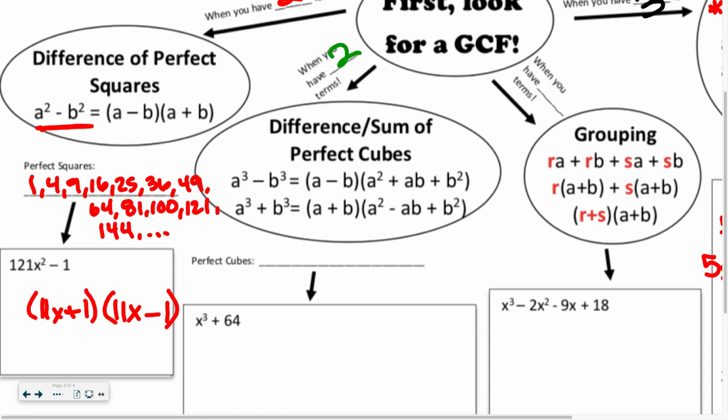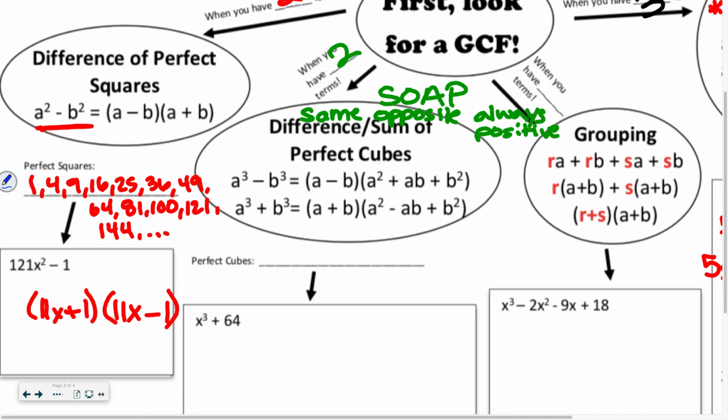To determine my signs, I use a rule I call SOAP. SOAP stands for same, opposite, always positive. And that gives me my 3 signs for the sum or the difference of cubes. So let me show you what that looks like in this rule.